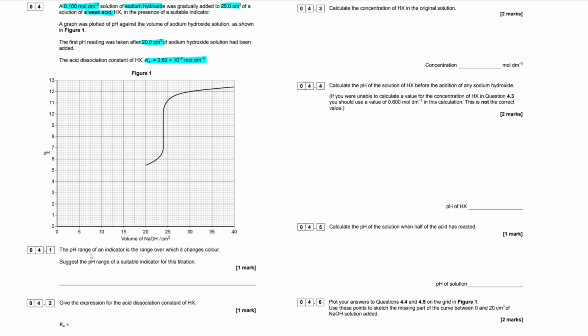Now, in this first question here, it says the pH range of an indicator is the range over which it changes color. Suggest the pH range of a suitable indicator for this titration. Okay guys, so I've gone ahead and drawn on two lines right here on our titration curve. Now, when we're dealing with indicators, super easy, okay? All you need to do is take notice of this vertical line right here, okay? And if it falls anywhere along this vertical line, this is known as the neutralization point or the equivalence point, okay? And if the indicator pH range falls anywhere between this, we're good to go, okay?